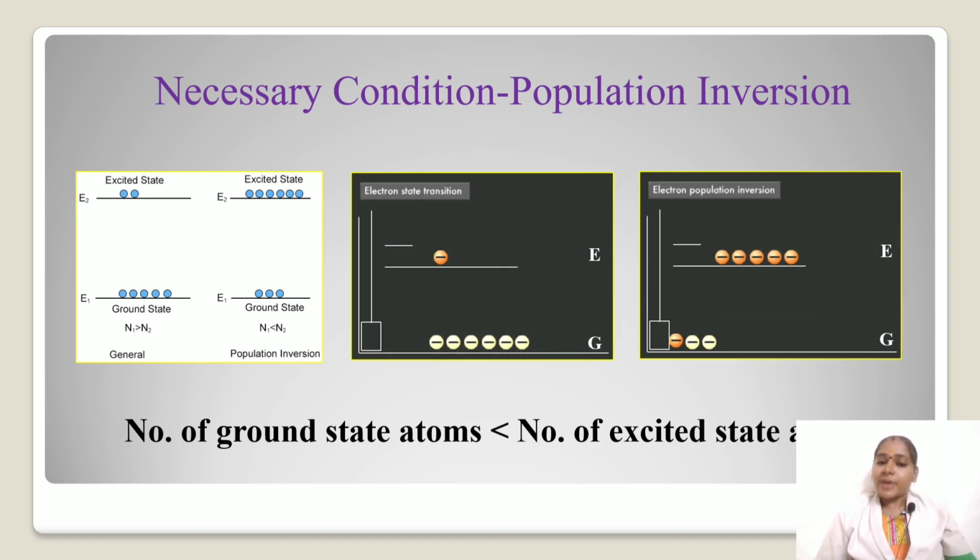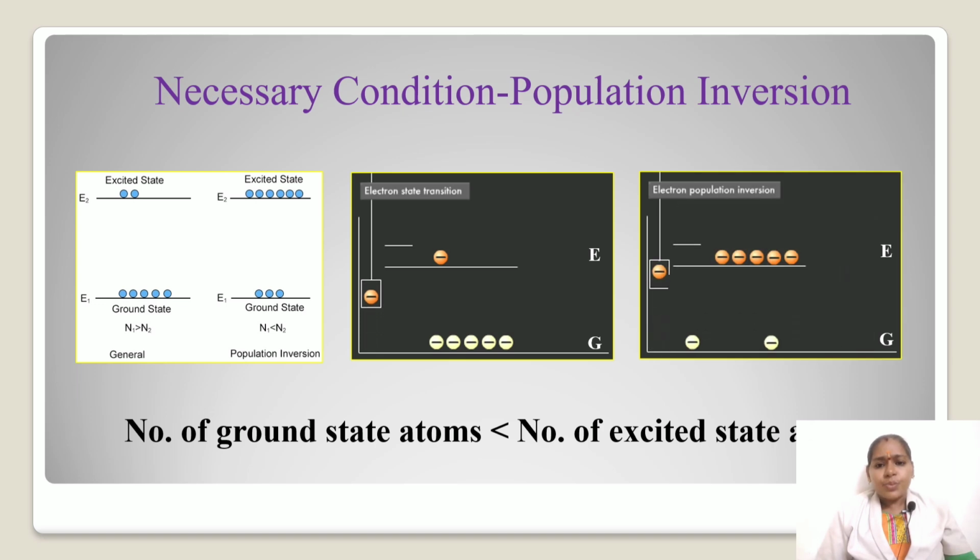If we consider two energy states, one is the ground state and another one is the excited state. N1 is the number of atoms present in the ground state and N2 is the number of atoms present in the excited state. Usually at thermal equilibrium, the number of atoms N2 at the higher energy level is much lesser than the number of atoms at the lower energy state N1. It means N1 is greater than N2.